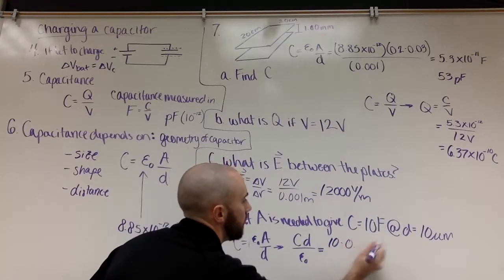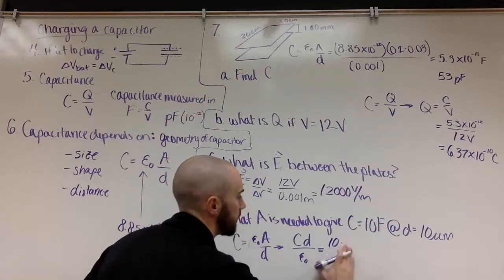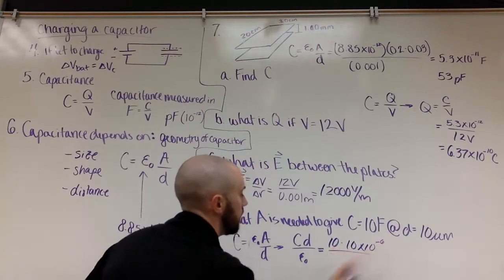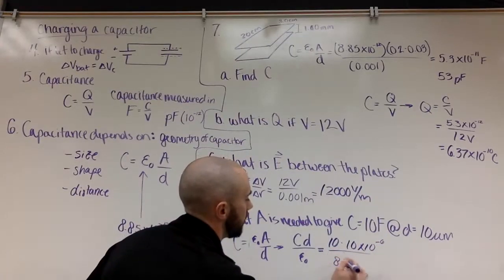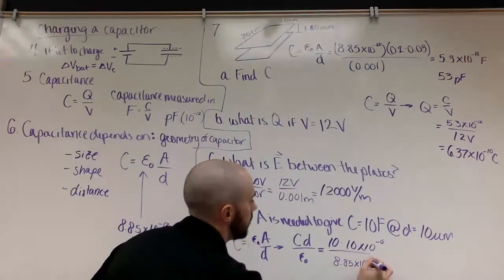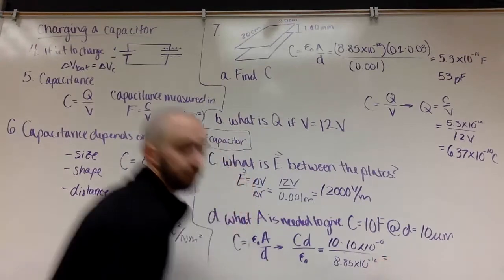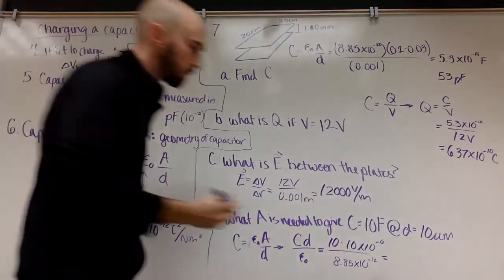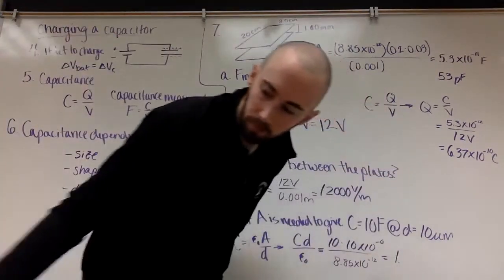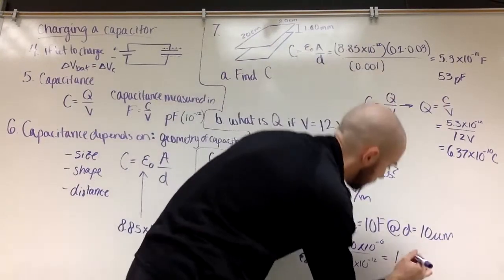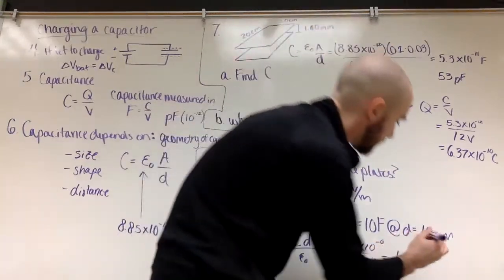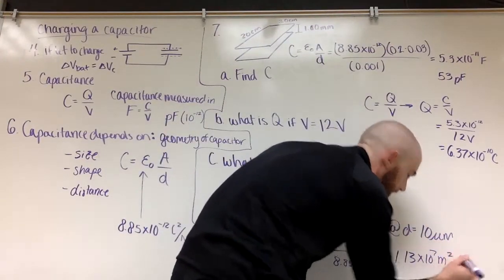Our separation is 10. Well, let's just write it out and make it easy. 10 times 10 to the minus 6th because it's micro. And then we're dividing by 8.85 times 10 to the negative 12? Yes, it is. When we plug that in, what we're going to get is, let me check my numbers here, 1.13 times 10, wonderful, to the 7th square meters.